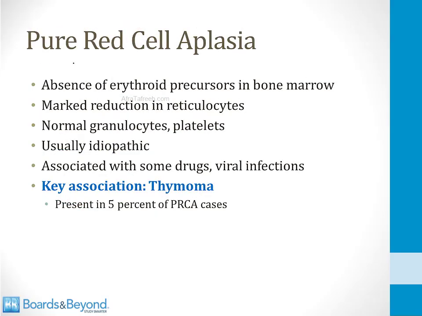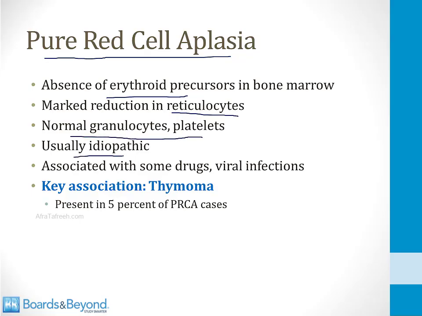A rare and somewhat related disorder to aplastic anemia is pure red cell aplasia. In this disorder, there is absence of the erythroid precursors in the bone marrow, and this leads to a marked reduction in reticulocytes and an anemia. Importantly, however, there are normal granulocytes and platelets. This is usually an idiopathic disorder, although it is also associated with some drugs and viral infections, just like aplastic anemia. And the most important thing to know about this disorder, especially for taking step 1, is that it is associated with thymoma, which is a rare tumor of the thymus. This is present in 5% of cases of pure red cell aplasia.